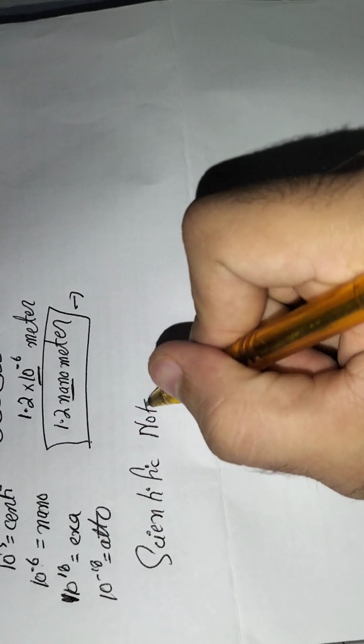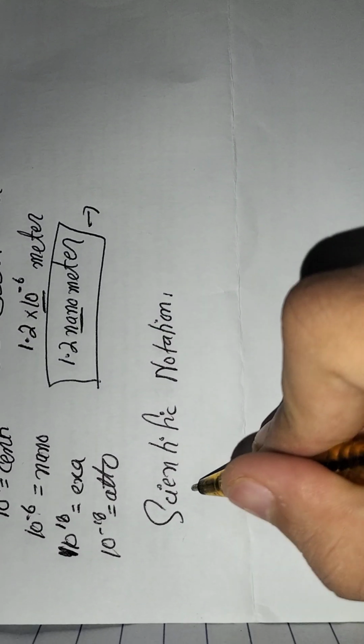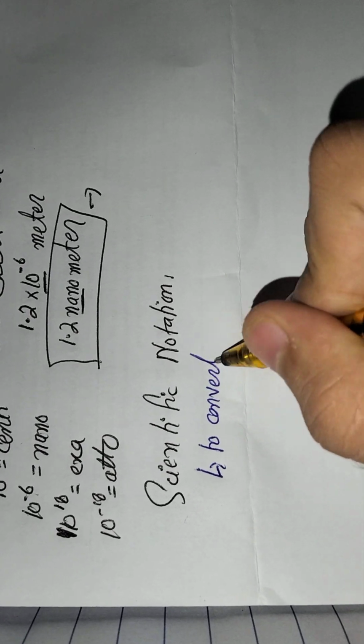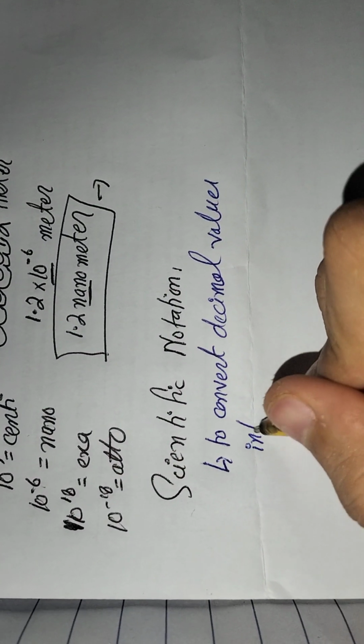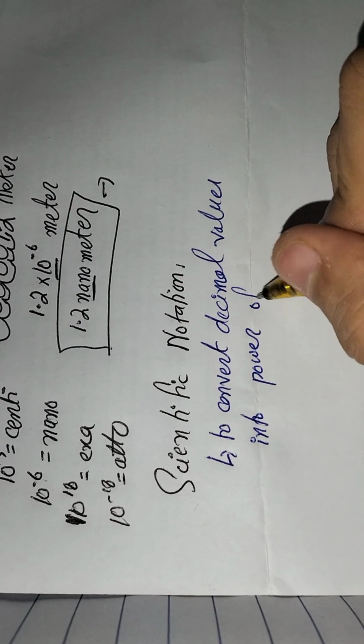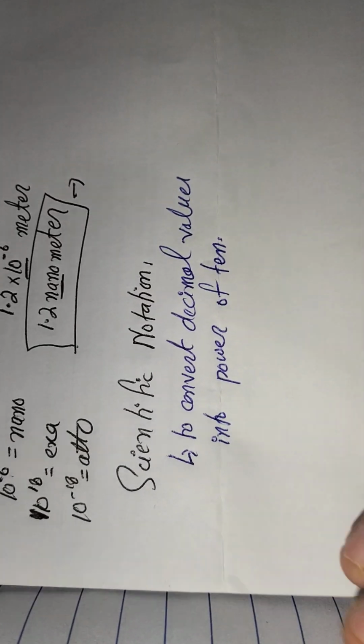Then we have the second term, which is scientific notation. So what is scientific notation? It is writing any decimal value as a power of 10, meaning converting a decimal value into a power of 10. So first let me write: to convert decimal values into the power of 10. We have two rules to convert into scientific notation.